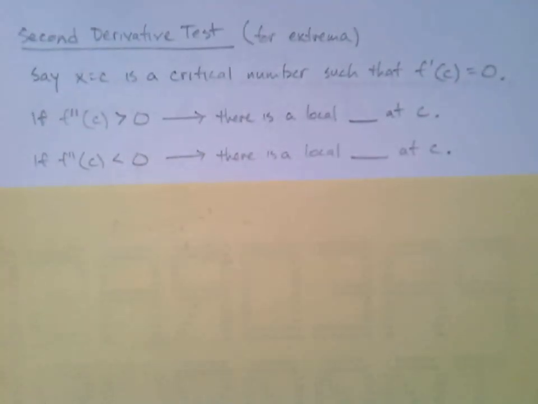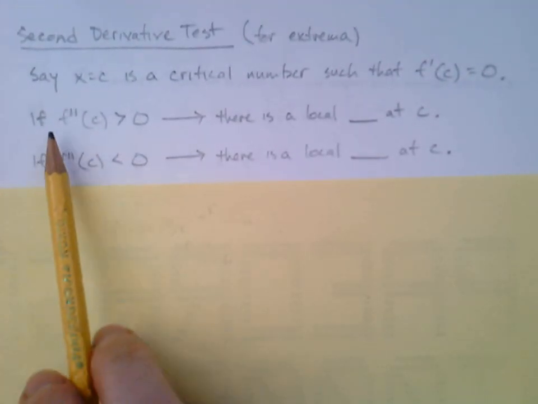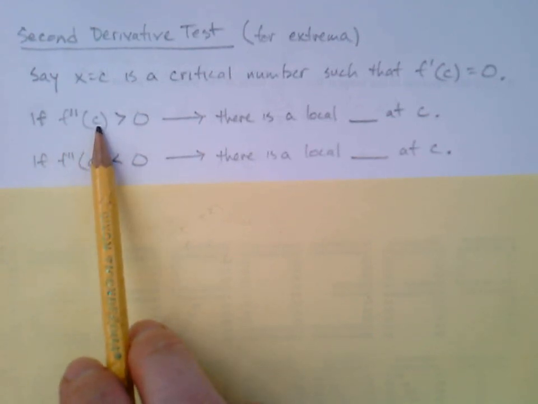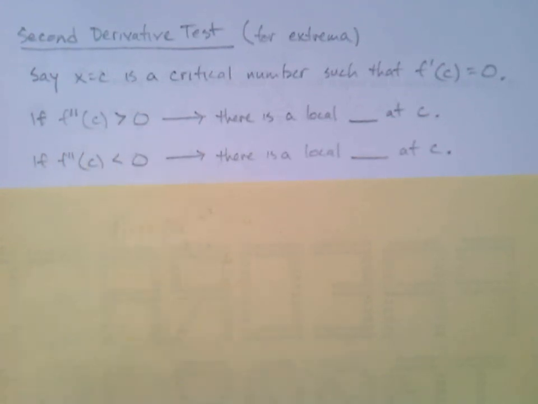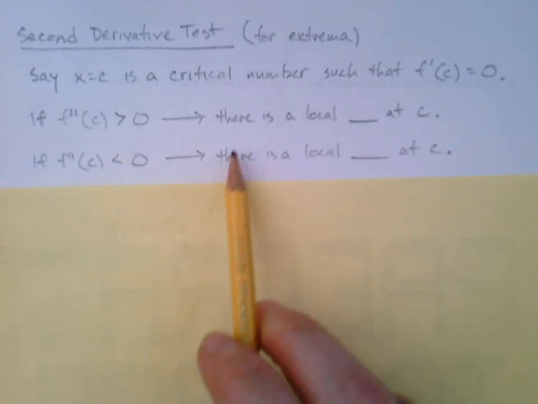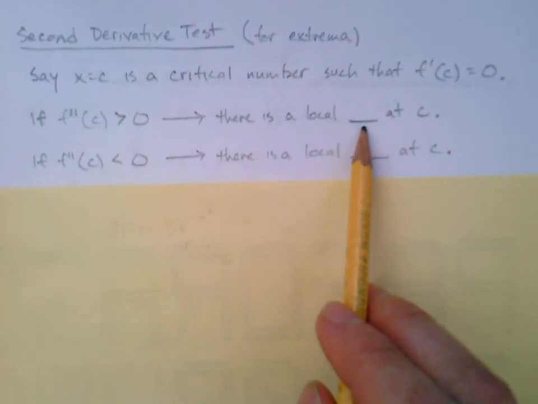Okay, so let me go ahead and read this first part. If the second derivative at c is positive, then there is a local blank at c.